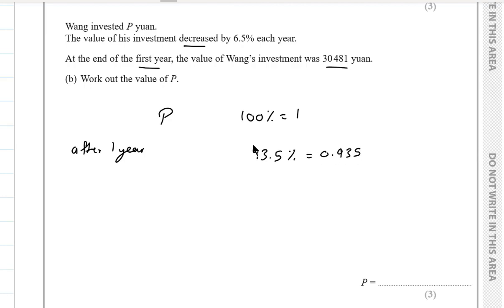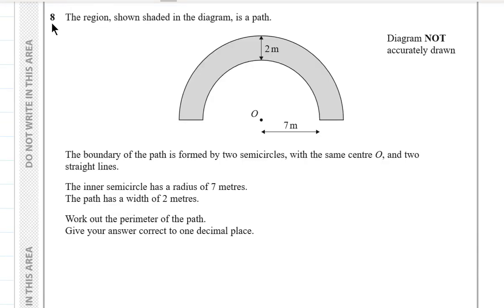As 0.935. The actual value here is 30,481, right? So we can get P easily by dividing 30,481 by 0.935, then P will be 32,600. Okay. 8. The region shown shaded in the diagram is a path.